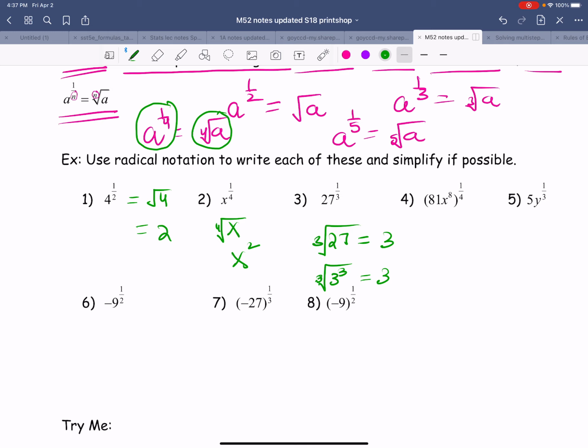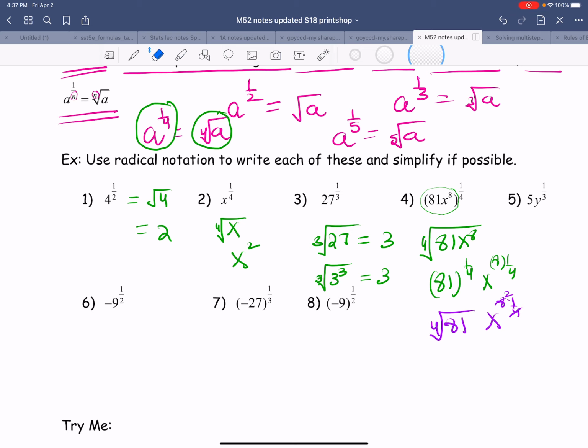(81x to the 8th) raised to the power 1/4. Now, because of the parentheses, this entire thing is in the fourth root: 81x to the 8th power. So we have 81 to the power 1/4 times x to the 8 times power 1/4. The fourth root of 81: what number multiplied with itself 4 times gives me 81? That is 3. And 8 times 1/4 is 2. 3x squared is what comes out.